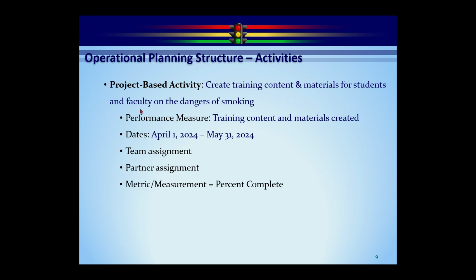And our measurement in this case is real simple. Percent complete. How far along are we in creating the training content? The default is 0 to 100%. As I go and enter these activities in the system, you're going to see all the different variations of it here. So that's activity type number 1. And about 85–90% of what you use will be project-based activities.